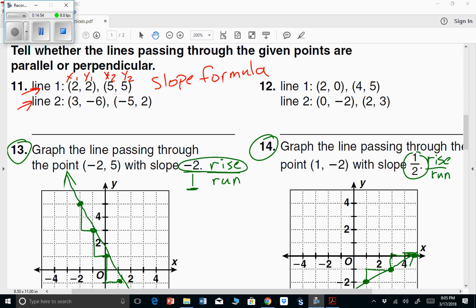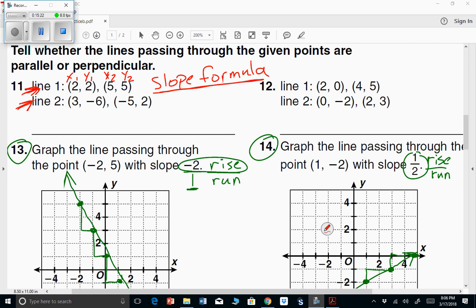On your homework, you may be asked to tell whether the lines passing through the given points are parallel or perpendicular. This is much easier than the previous problem. They give you 2 points, so just use the slope formula, y sub 2 minus y sub 1 over x sub 2 minus x sub 1. Once you get your slopes, if they're the same, the lines are parallel. If they're negative reciprocals of each other, then they are perpendicular.